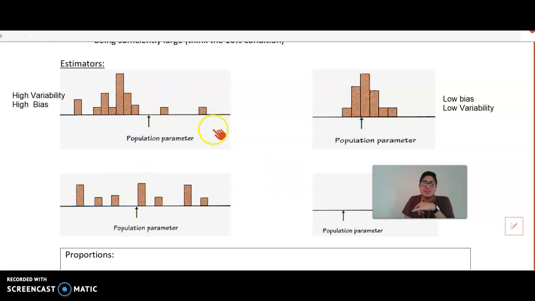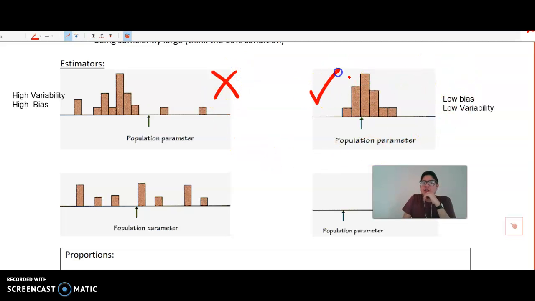The first estimator is malo, very bad. You can see that this distribution here is very spread out, and it actually doesn't capture what we're seeking, the population parameter. So this is high bias, which means we've missed the parameter, and high variability, which means that we haven't circled in, or we haven't really honed in on where that parameter is. So this is a bad thing. We do not want this.